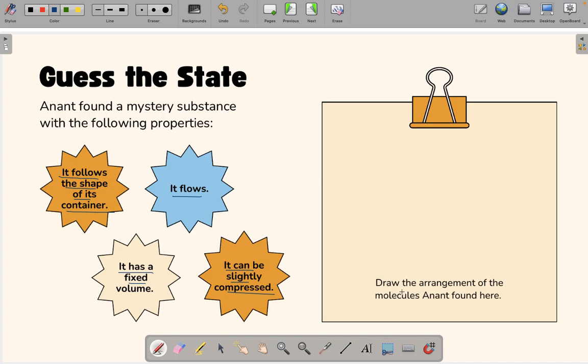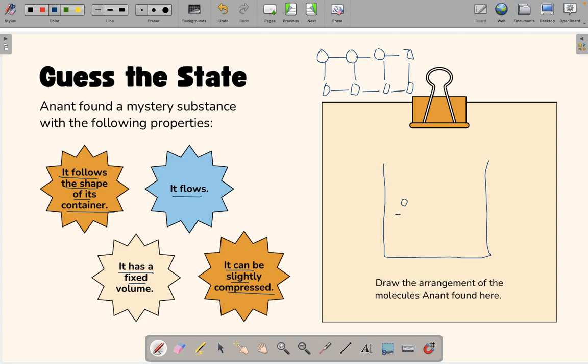And then draw the arrangement of the molecules Anant found here. So you have to draw the arrangement of molecules inside a liquid. If you are asked to draw the arrangement of molecules in a solid, you have to draw regular patterns like this, ensuring the space between them is small. So this is how the arrangement in solids looks.